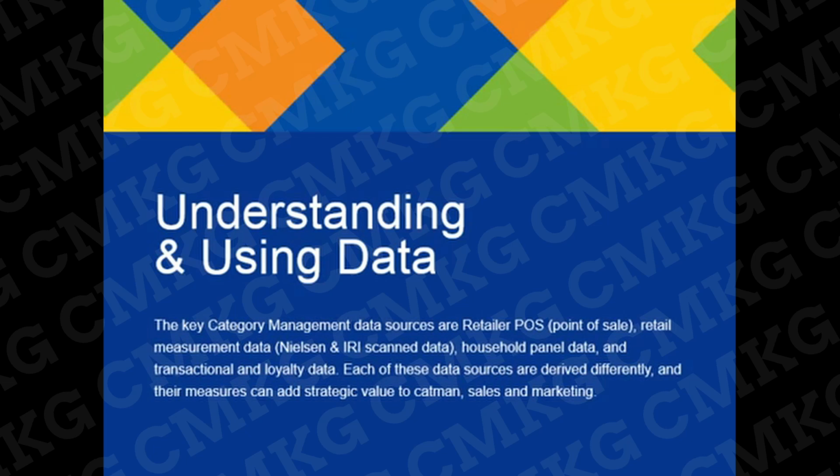The key category management data sources are retailer POS, or point of sale data, retail measurement data like Nielsen and IRI scan data, household panel data, and transactional and loyalty data. Each of these data sources are derived differently, and their measures can add strategic value to Catman, sales, and marketing.